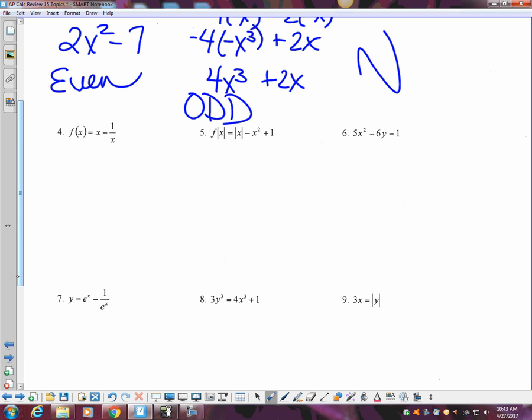Okay. What are you thinking? I heard a nod. Anybody second that? Why are we odd? Yeah, going to change him. And isn't that going to change? So change both terms, so odd.